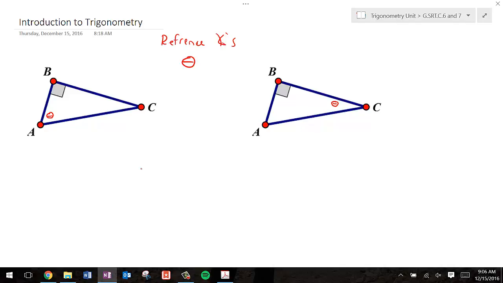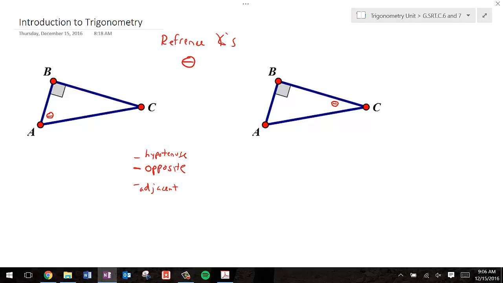Now, when we're trying to label or mark up the triangle based on the reference angle, there are three things that we're going to discuss. One is the opposite side. One is the adjacent side, the side next to the right angle that isn't the hypotenuse. And then we've got our hypotenuse. We use just the first three letters of each to abbreviate as we're writing it out.